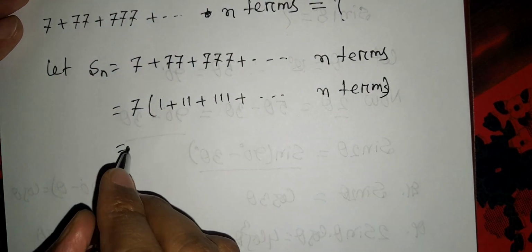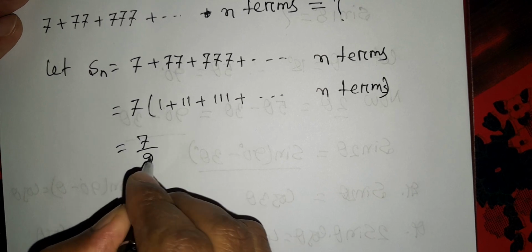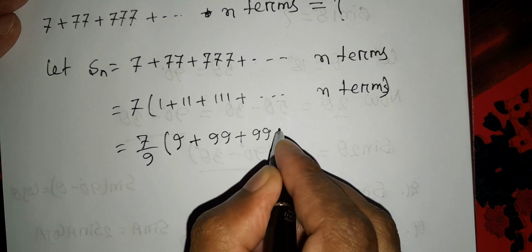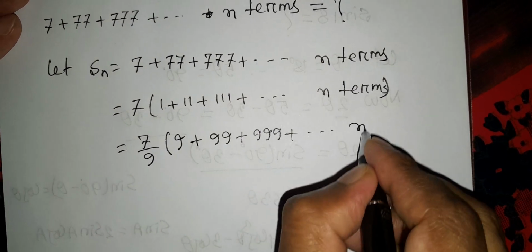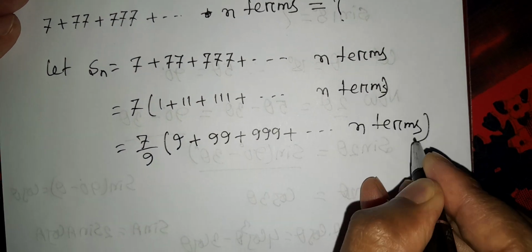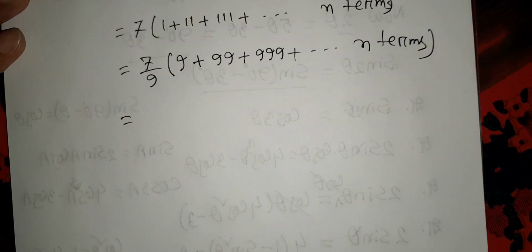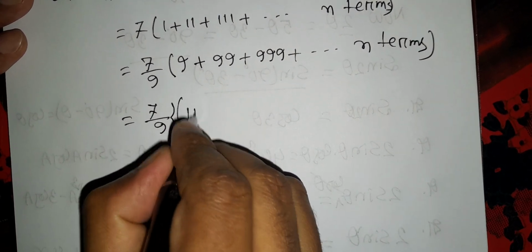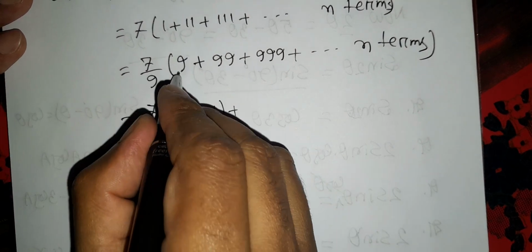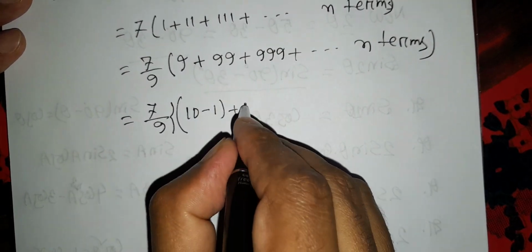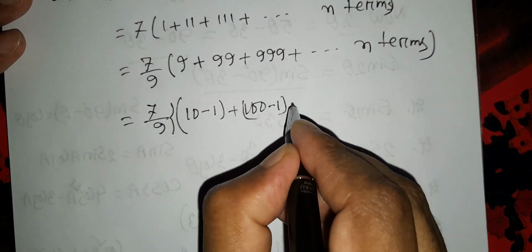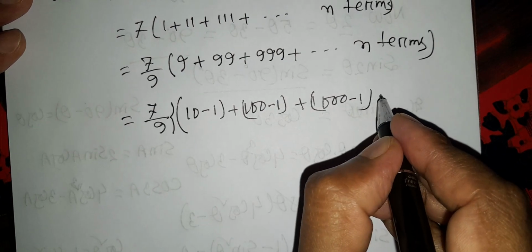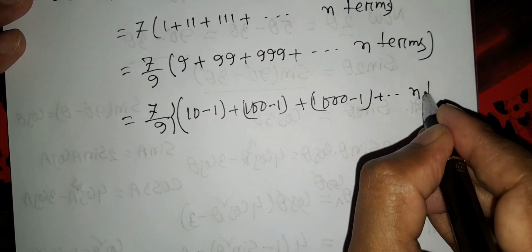We multiply by 9, which equals 9 plus 99 plus 999 plus dot dot dot up to n terms. Equal to, we can write 10 minus 1, here 10 minus 1 equals 9. Here 100 minus 1 equals 99, plus 1000 minus 1 equals 999, plus dot dot dot up to n terms.